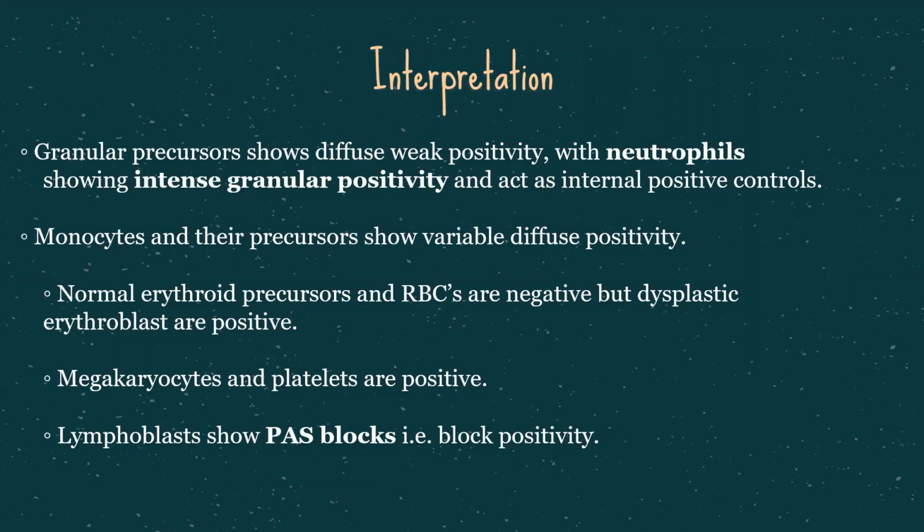Okay. So granular precursor shows diffuse weak positivity with neutrophils showing intense granular positivity and acts as internal positive controls. So your monocytes and their precursors also show diffuse positivity. Normal erythroid precursors and RBCs are negative, but dysplastic erythroblasts are positive. Megakaryocytes and platelets are also positive. Lymphoblasts show block positivity. Okay?